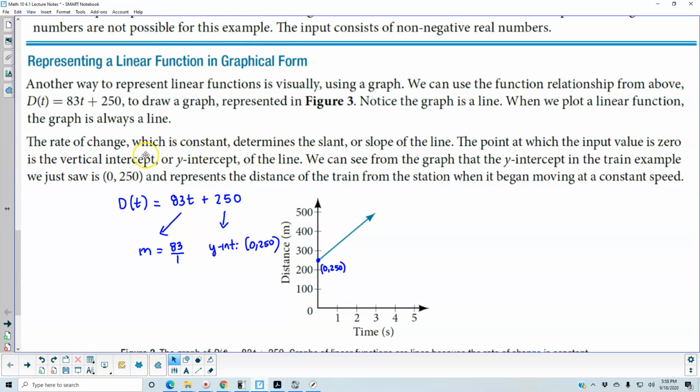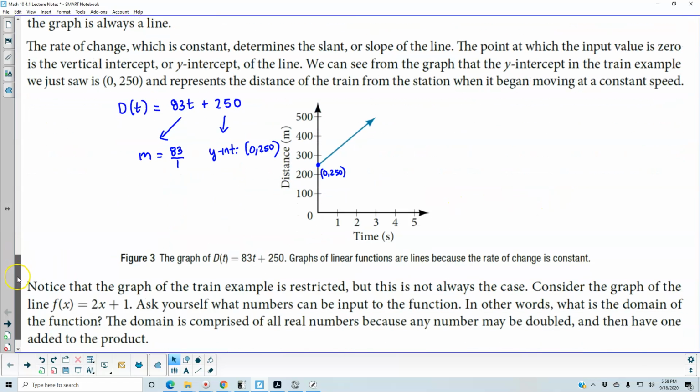Now, the rate of change, which is constant, determines the slant or the slope of the line. The slope tells us whether it's going positive or negative. The point at which the input value is 0 is the vertical intercept, or the y-intercept, of the line, which is what we have here. We can see from the graph that the y-intercept in the train example is (0, 250), and it represents the distance of the train from the station when it began moving at a constant speed.